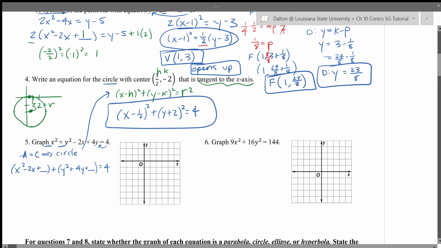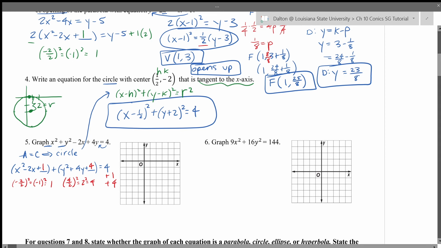Okay, for our new c's, we're going to take b over 2 squared. So negative 2 over 2 is negative 1 squared, which is 1. So if I add 1 to the x trinomial, I'm going to add 1 to the right-hand side of the equation. And then for the y's, b is 4, so 4 over 2 squared is 2 squared, which is 4. So if I add 4 to the y trinomial, I'm going to add 4 to the right-hand side as well.